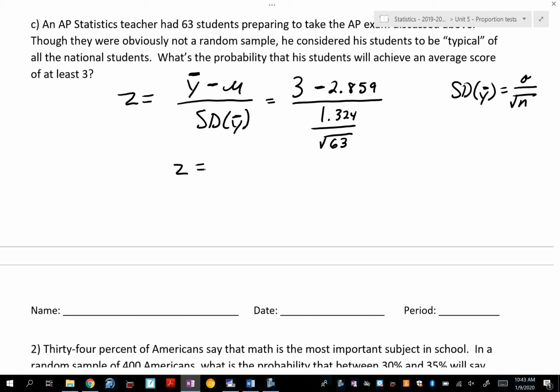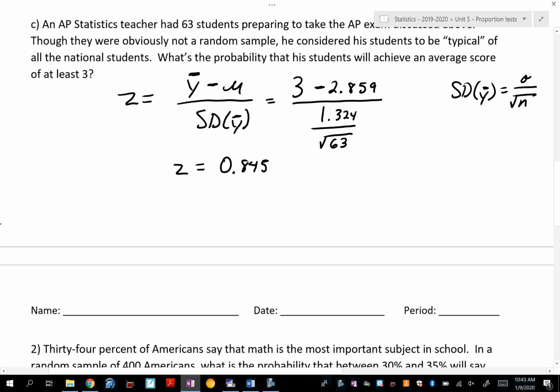Who's got a z-score? What did you get? 0.845? Yes, 0.845, confirmed. Excellent, good job. Now, you probably haven't done this since like October, but I have a z-score of 0.845.